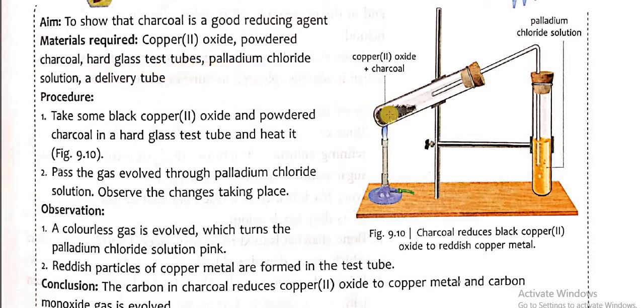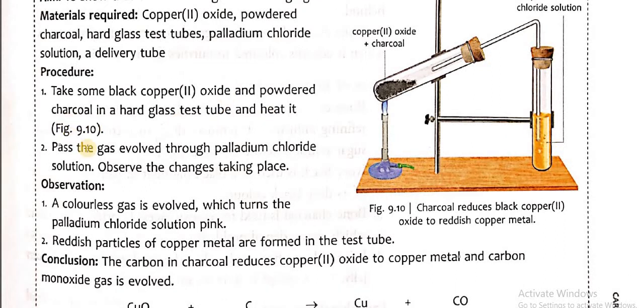Okay, now let us see this experiment. Take some black powder, copper oxide, and powdered charcoal in a hard glass test tube and heat it. In this hard glass test tube, we need to take copper oxide and charcoal, and after that we need to heat it. An arrangement is made with a cork where a delivery tube is attached to another tube containing palladium chloride solution.